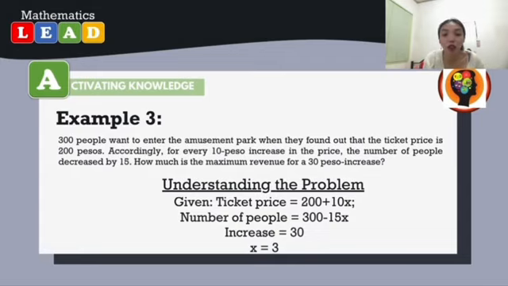And here we have the increase that equals to 30, which means this 30 pesos increase will be the basis of how many times the increase happened. And if we divide 30 by 10, the 10 peso increase, we will get the quantity of 3, wherein this will be our x. The x is equals to 3. Okay, so how are we going to manipulate this?